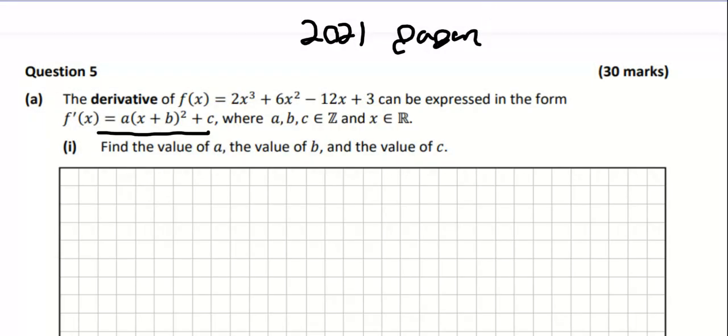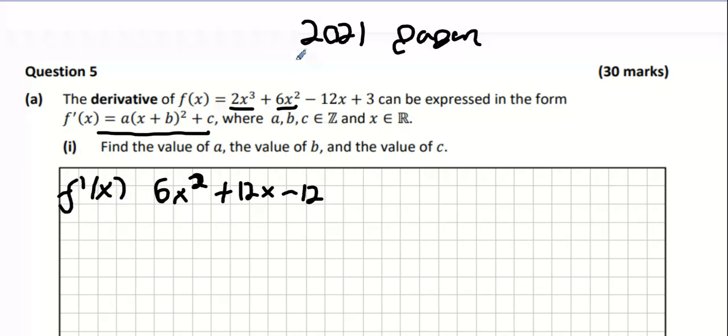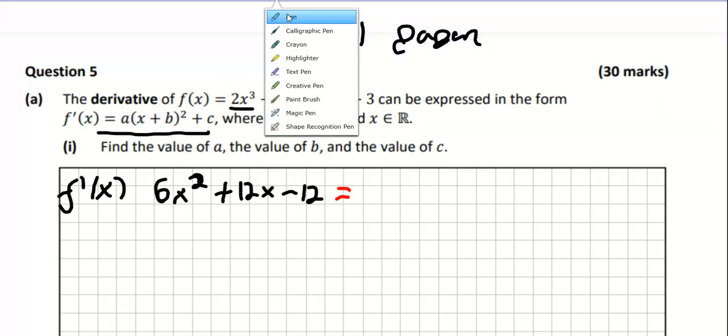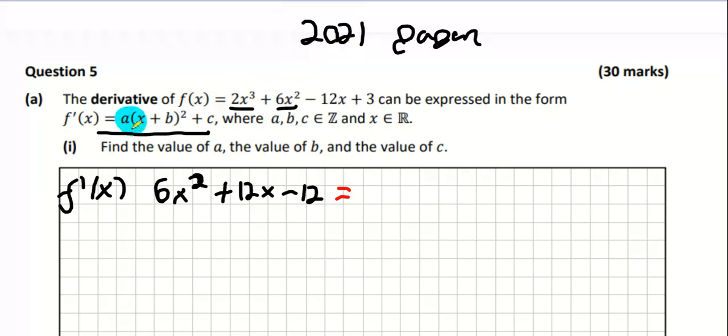Okay, so what it says is that differentiate this, bring the 3 to the front, I get 6x squared. Differentiate this, bring the 2 to the front and get 12x. Differentiate 12x, you get minus 12. Differentiate 3, it's disappeared. So this is what the first derivative actually is. But it also says that the first derivative is this thing here.